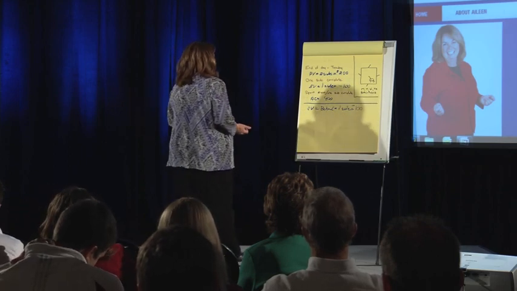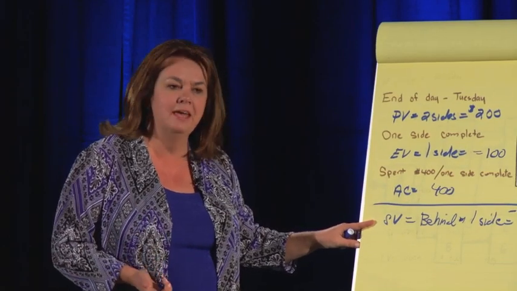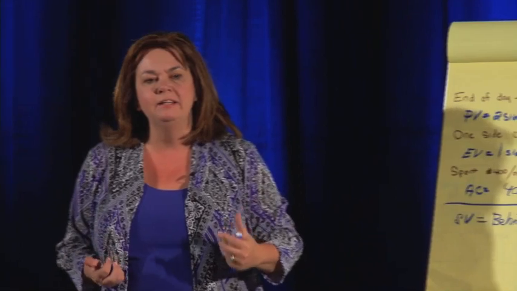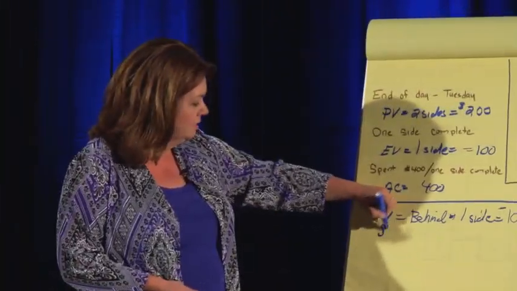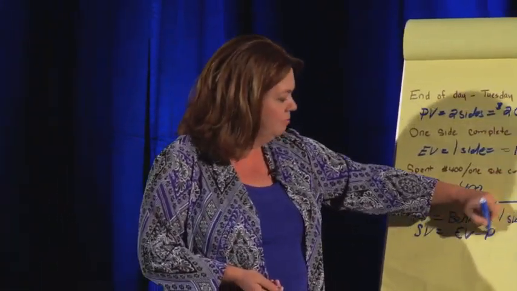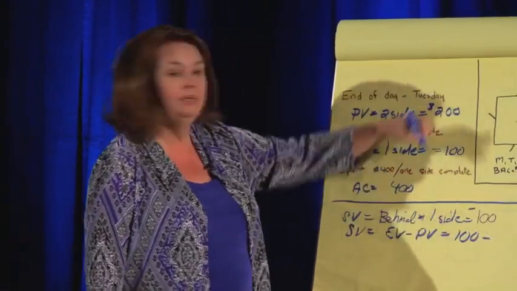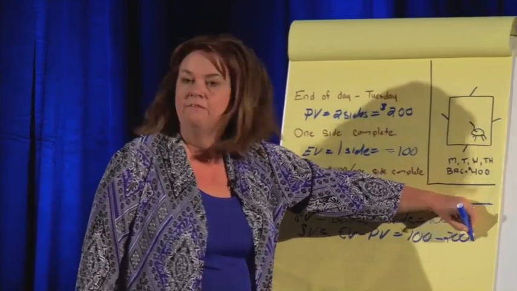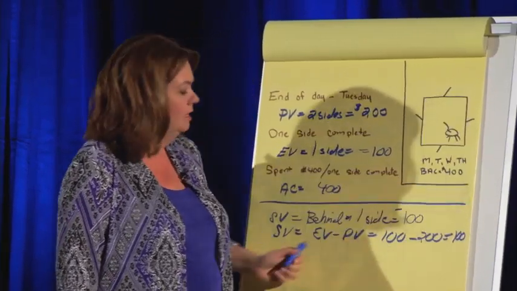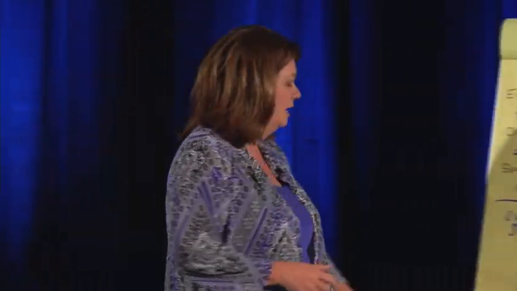We solved this logically. That's what we want for the exam. We want to be able to understand it logically, but have a fallback position. The fallback is using an equation. Schedule variance is EV minus PV. EV, $100. PV, $200. If I subtract, the equation gives us the exact same answer that we got logically. So that's great.